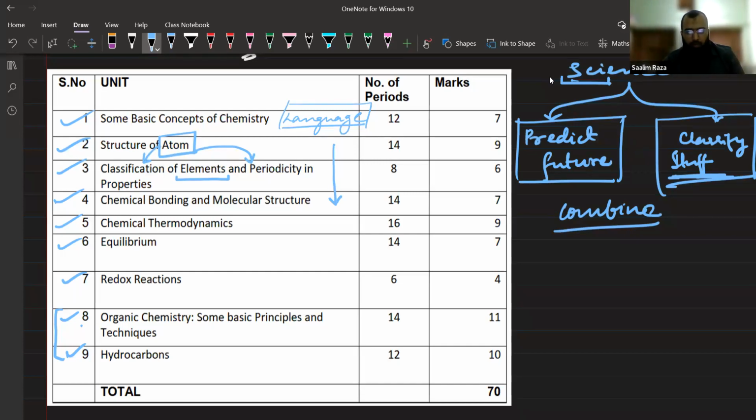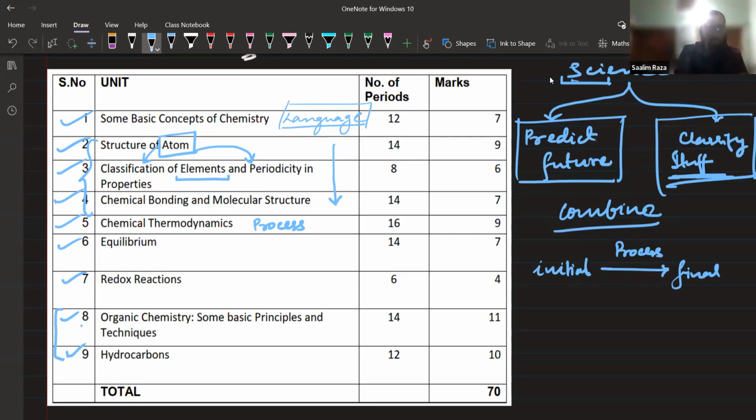Now, chemical thermodynamics will be related to processes. You have understood everything? Okay. So you will have an initial of something, there will be a final of something, and in between there will be some process that is happening. Now, initial, everything is material. We have studied the materials in terms of atoms, elements, and molecules. Final, it is also what? Material. We have understood everything about materials in terms of atoms, elements, and molecules.